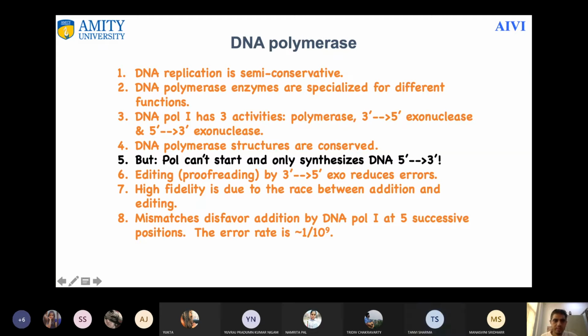Sir, what's the difference between gap and nick? Okay, what do you mean by the gap? Literally, some missing base pair. Yes, that is a gap. If the base pair is missing, then you say it's a gap. And a nick is just a break, a breakage of a phosphodiester bond.